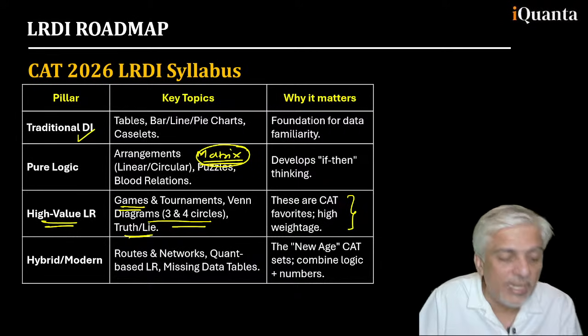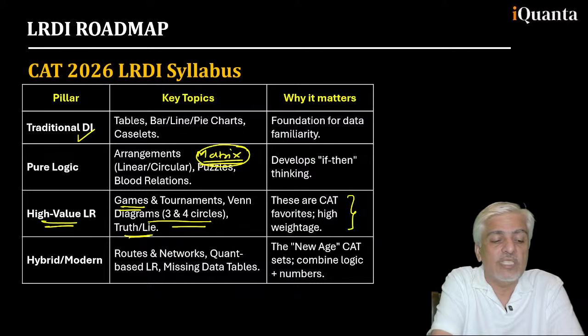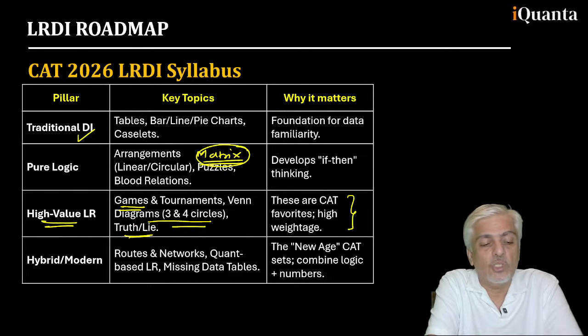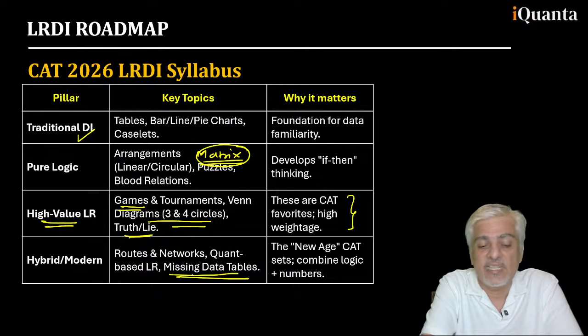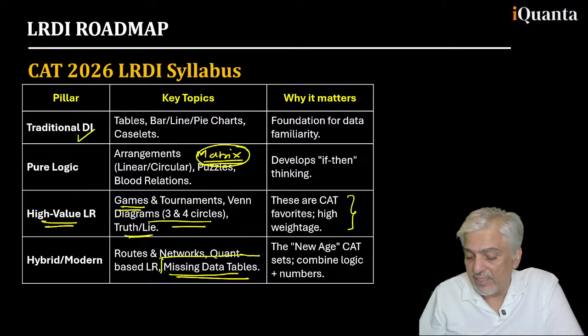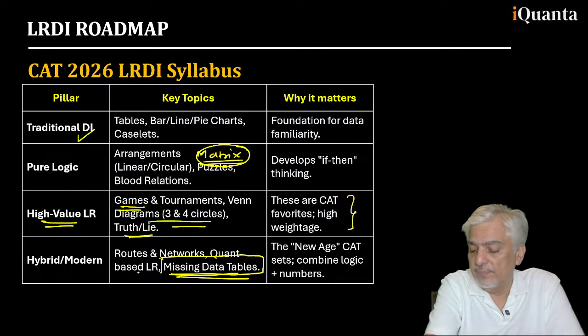Then the new age hybrid of the modern questions, as we call them: routes and networks, quant-based LR, missing data tables. Some data is given, half the data is missing, half the data is there. This is a CAT favorite area. They always give such questions.